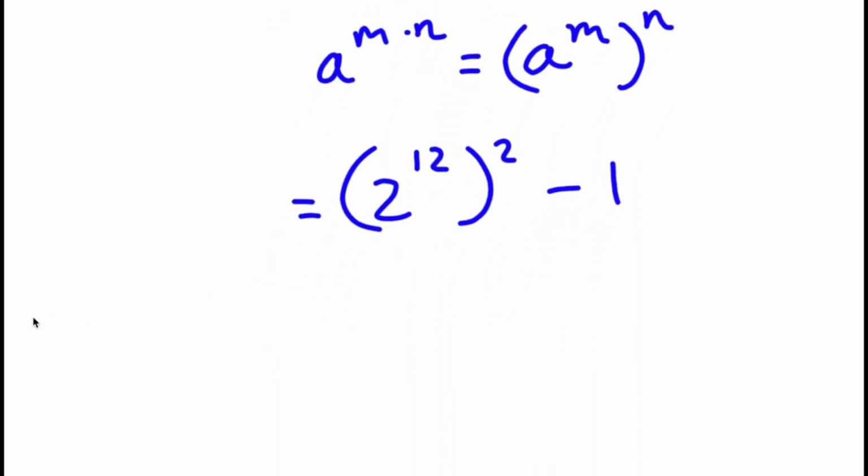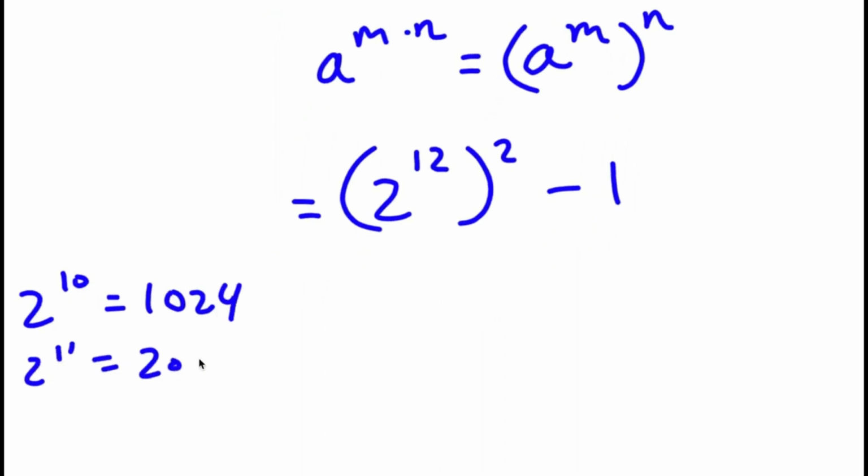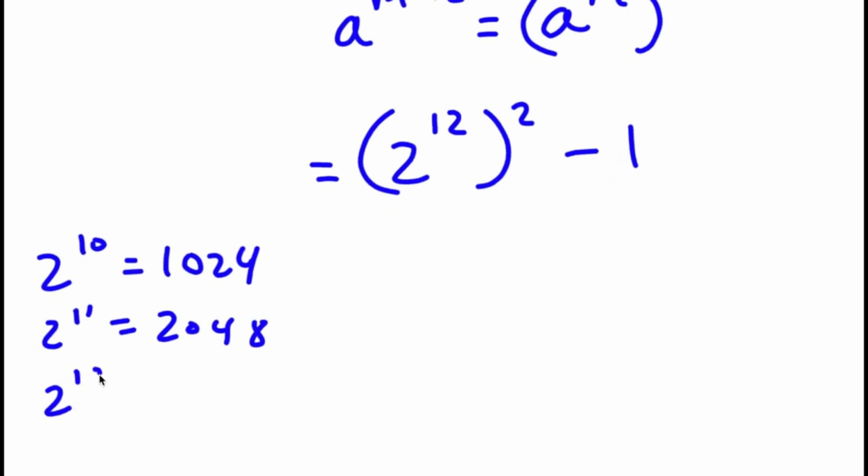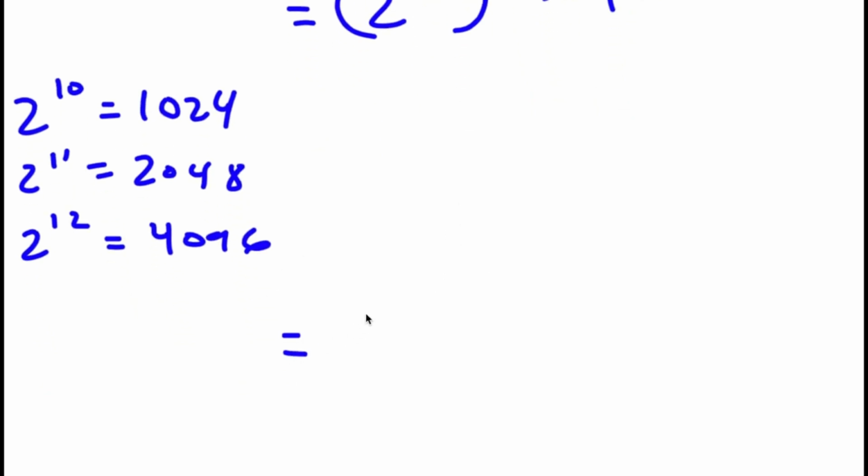Now, we know that 2 to the power of 10 is equal to 1024. So 2 to the 11, this is equal to double of 1024, which is 2048. And finally, 2 to the power of 12, this is going to equal double of 2048, which is 4096. So now I have 4096 squared minus 1.